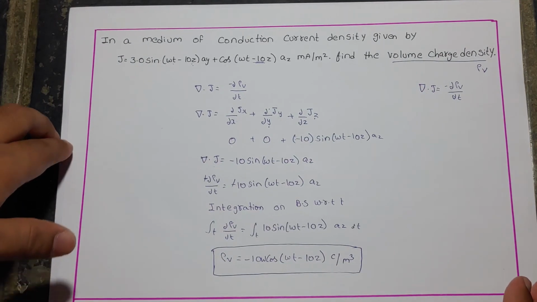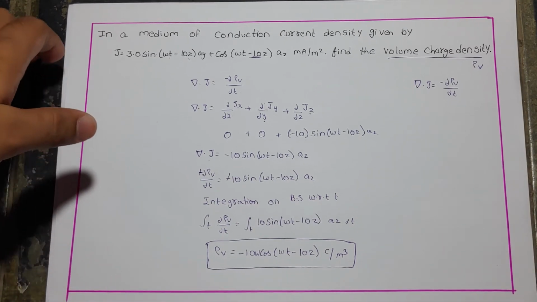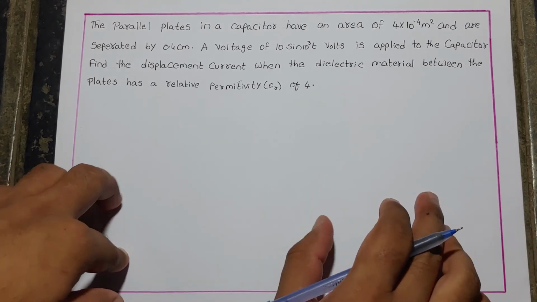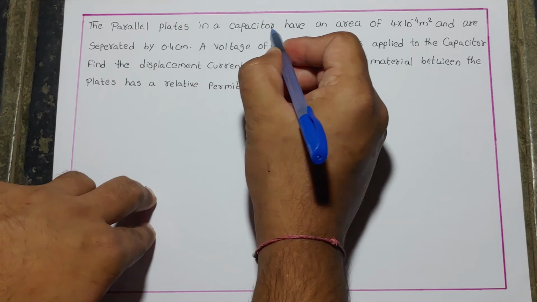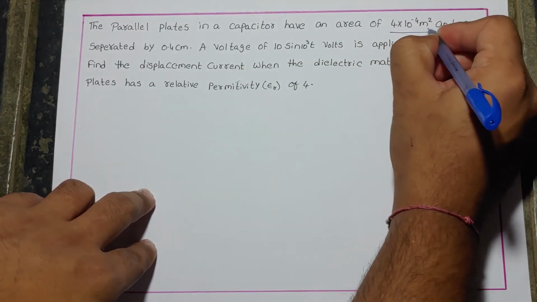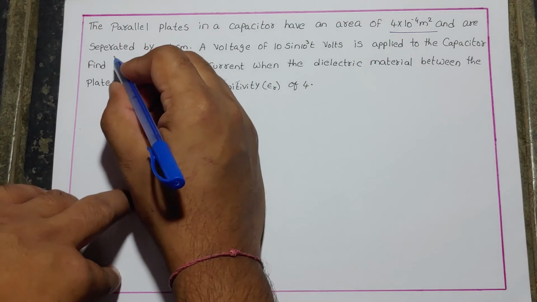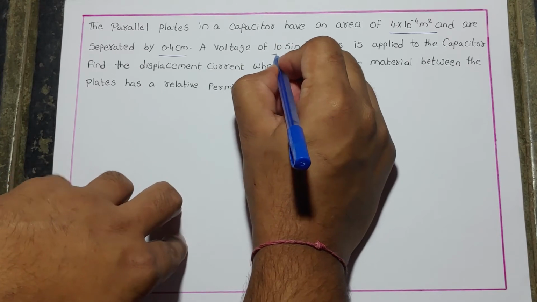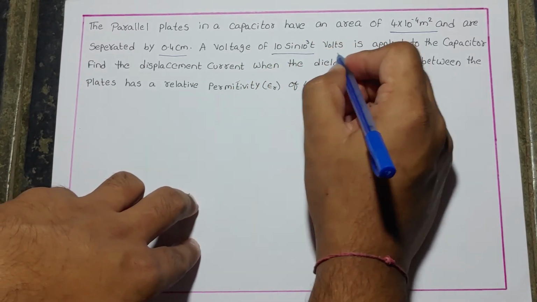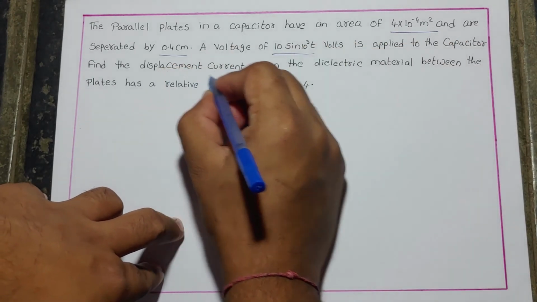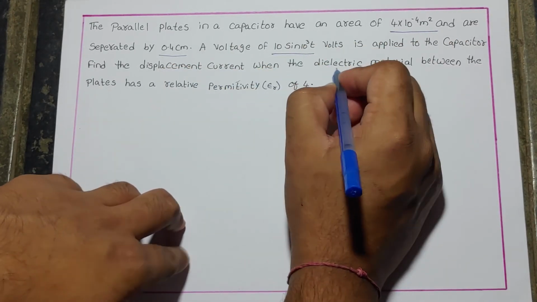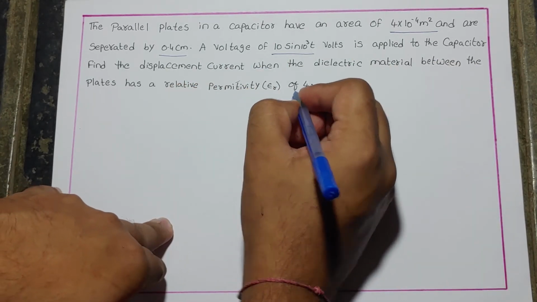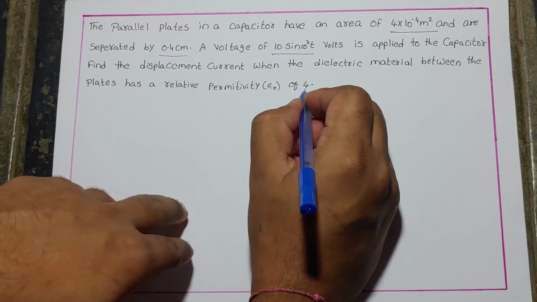Let us solve one more example for better understanding. Here is an example. This is a very good example, friends. Let us see. The parallel plates in a capacitor have an area of 4 into 10 to the power of minus 4 meter square, and they are separated by 0.4 centimeters. A voltage of 10 sine 10 cube t volts is applied to the capacitor. Find the displacement current when the dielectric material between the plates has a relative permittivity epsilon r of 4.